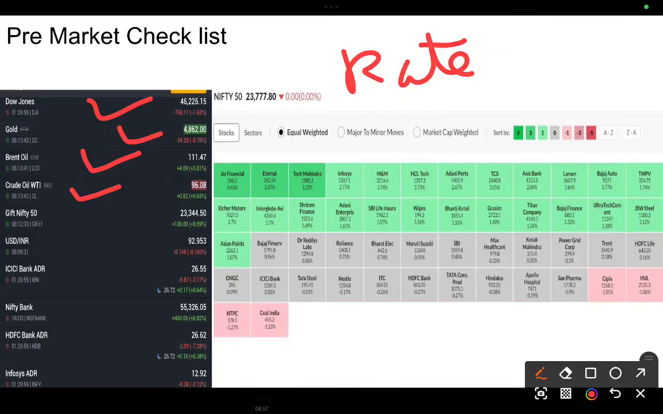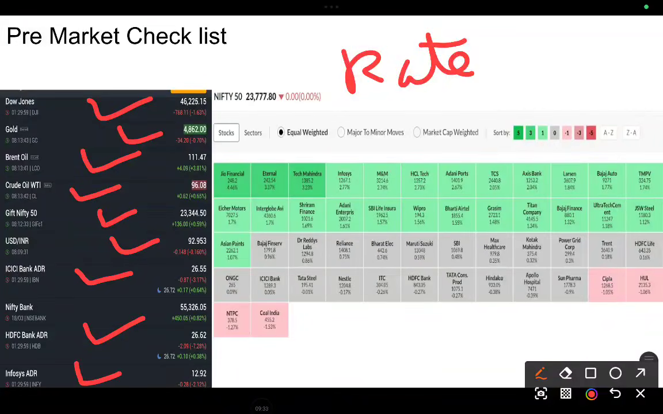Gift Nifty this morning, if you see, was around 23,344. I'm not expecting much of a good opening because yesterday we closed around 23,750. This is the impact of the increase in crude oil prices. USD INR is almost around 93. ICICI Bank ADR is minus 3%, HDFC Bank ADR minus 7.28%, Infosys ADR minus 2.12%.